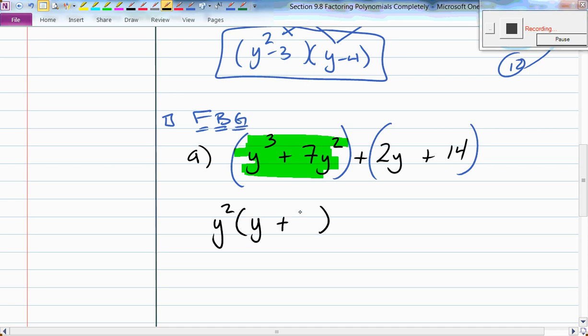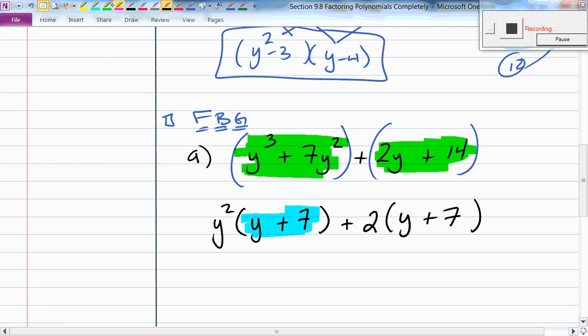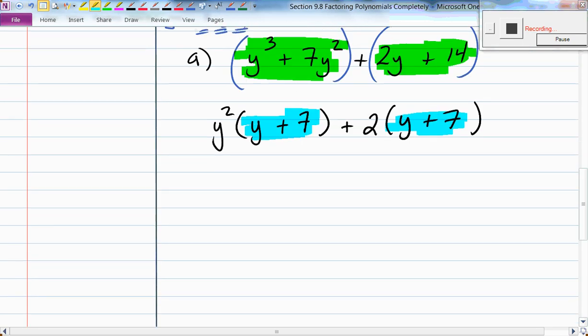Y plus 7. Good. So now, ladies and gentlemen, what are you aiming for in the second binomial? Does anybody see a y plus 7 hidden in there somewhere? If you factor out a what? I can't factor out a 7. I can factor out a 2, though, right? What does that leave me with? Y plus 7. Awesome. Now, do these match up? If they match up, what are you allowed to do?